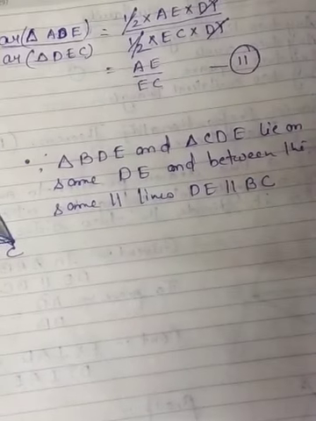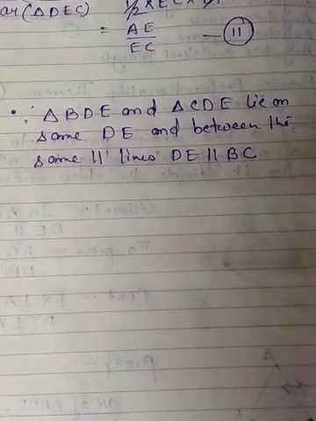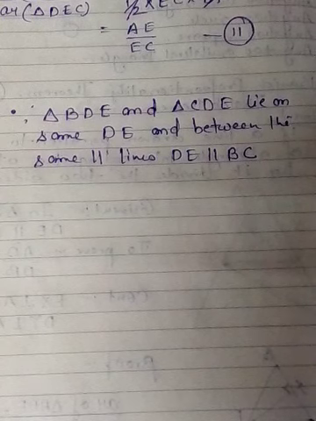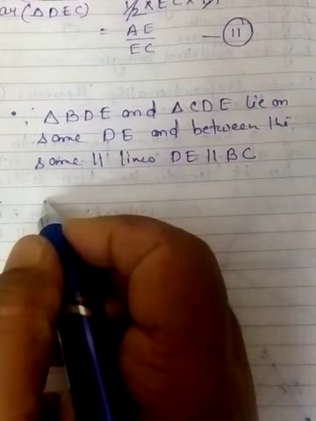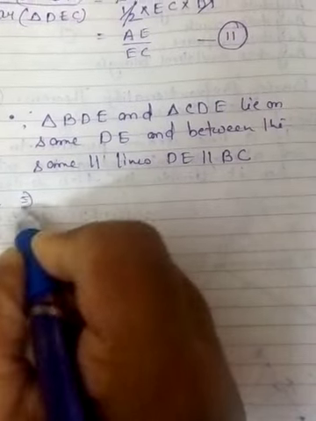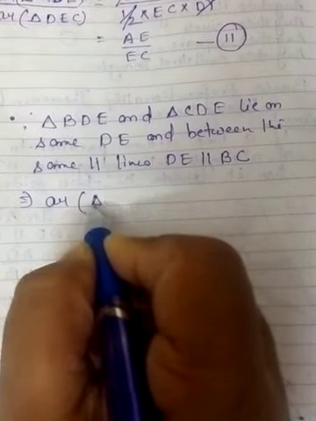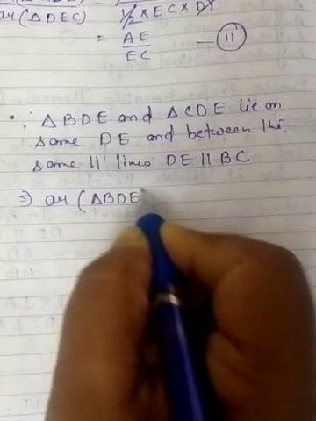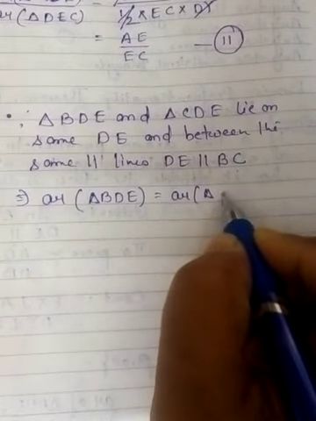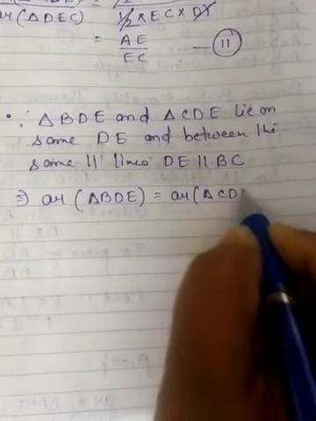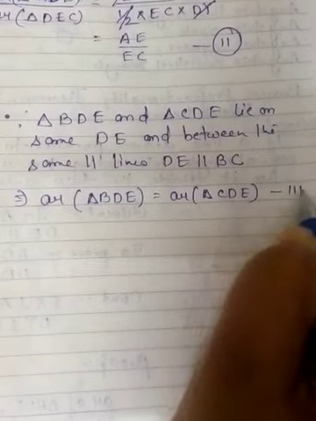And in class 9th we have gone through this theorem that if two triangles lie on the same base and between the same two parallel lines, then the area of these two triangles will be equal. We had done this theorem in class 9. So I can say here that area of triangle BDE is equals to area of triangle CDE. Let it be equation 3.